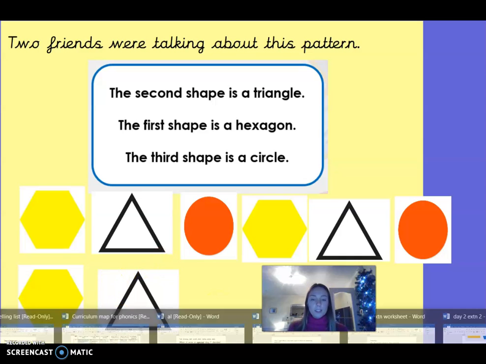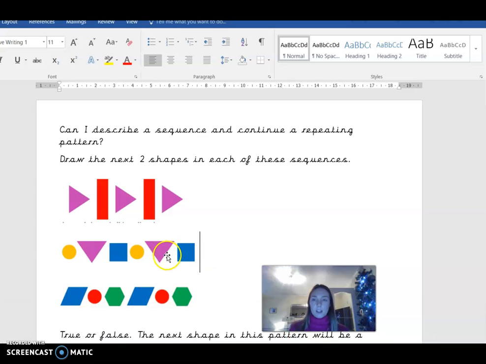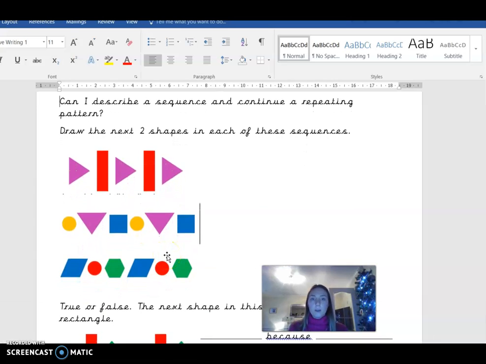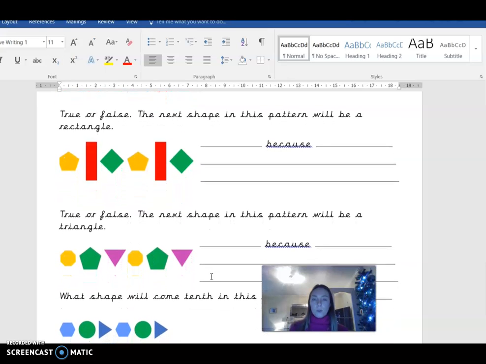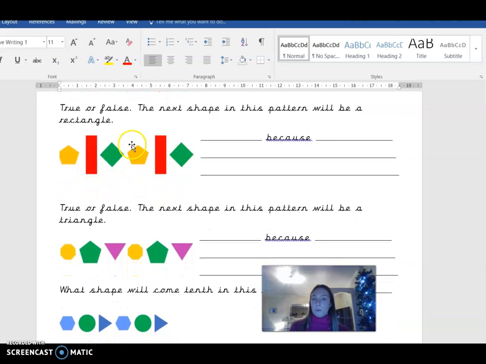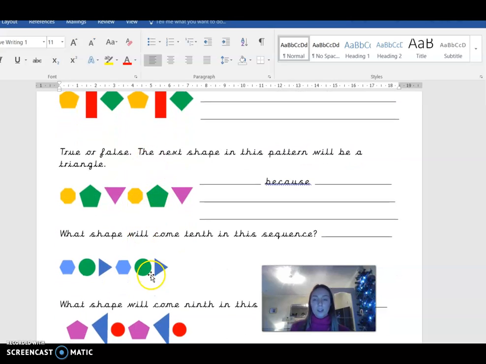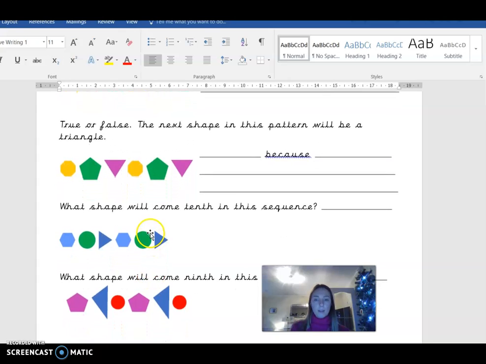Okay, so your activities today, your first activity is this sheet here, and it says, can I describe a sequence and continue a repeating pattern? So you've got 3 different patterns here. You need to draw the next 2 shapes for each sequence, and you can draw those on the piece of paper. It then says true or false. The next shape in this pattern will be a rectangle. You might want to continue drawing this on a spare piece of paper and then explain your answer. And the same for this question. It then moves on to saying which shape will come 10th and which shape will come 9th.